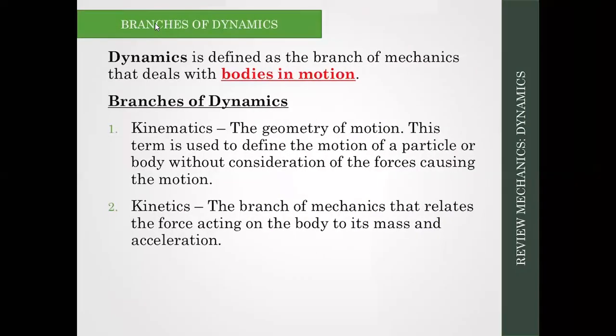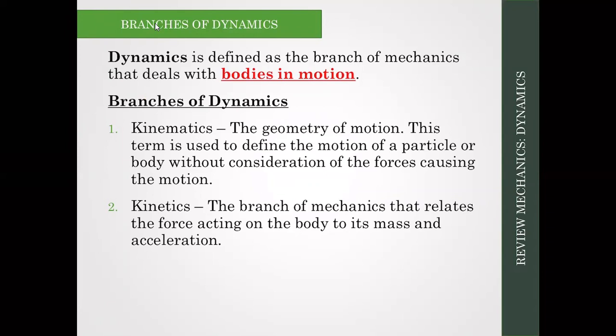Okay? So as a review, we have here a definition of dynamics. So ano daw ba yung mga iba't ibang branches ng dynamics as mentioned earlier? So we have first yung definition ng dynamics. So define siya as a branch of mechanics that deals with bodies and motion. So the difference with this one is meron na tayong movement na nangyayari doon sa system natin. Unlike doon sa statics natin, we are considering bodies at rest.